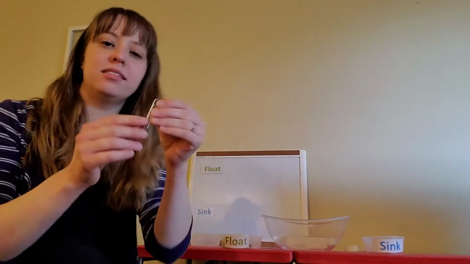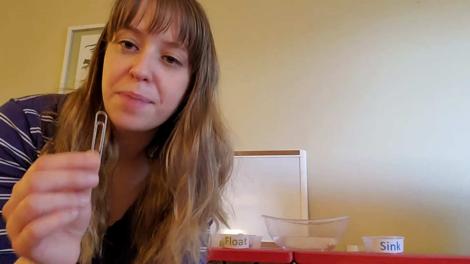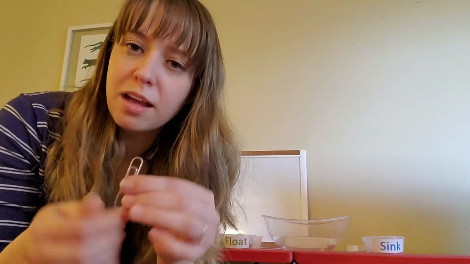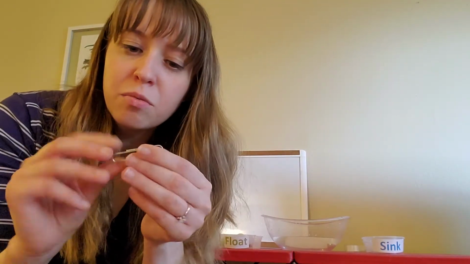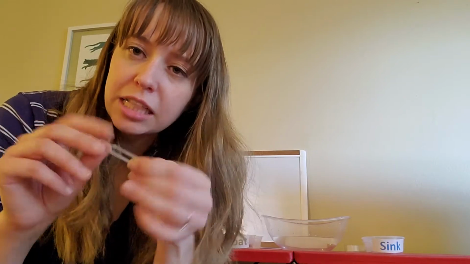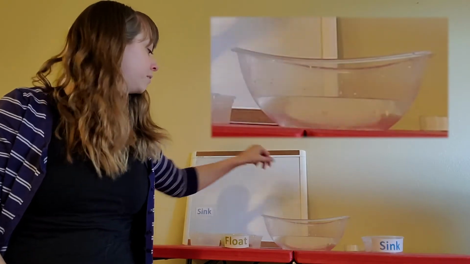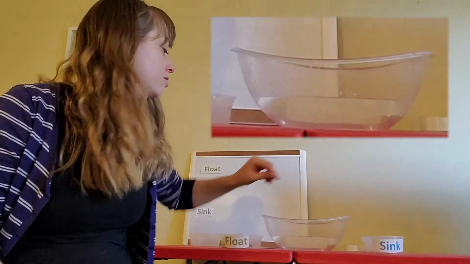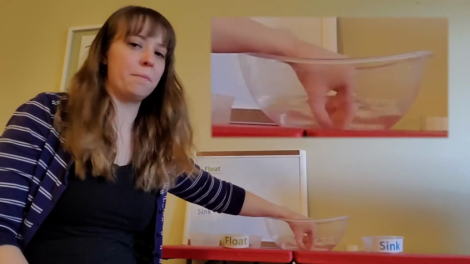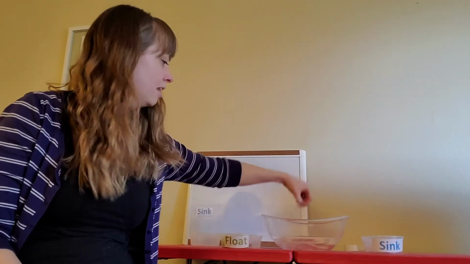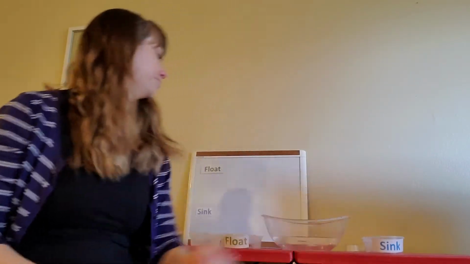And last but not least, we have this paper clip. Paper clips are made out of metal, which gives them this nice silver color, and they're used for putting papers together. Do you think the paper clip will sink or float? Let's test it. It sunk to the very bottom of the bowl, so we'll put it in the sink pile.